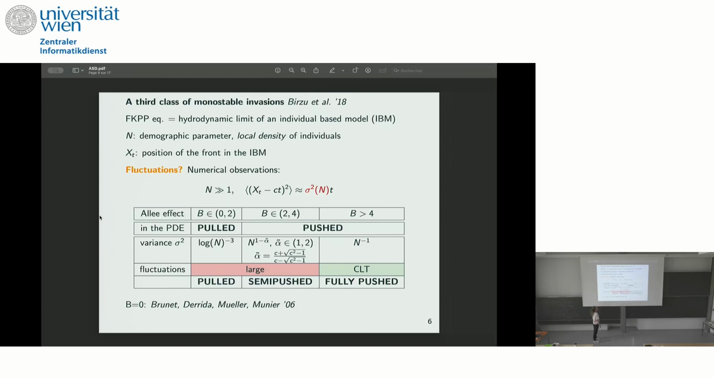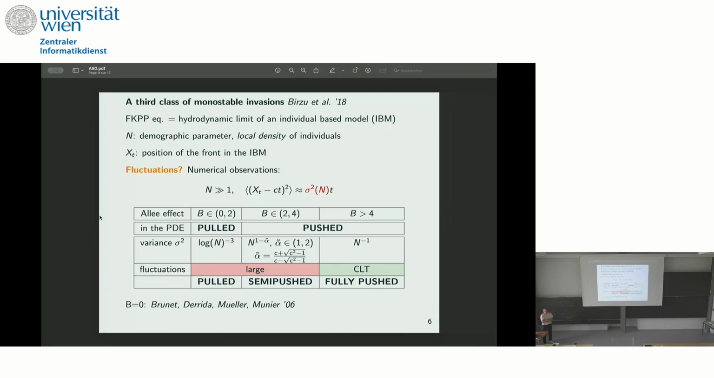And for B in a subclass of the push regime, for B between 2 and 4, you also get big fluctuations that are polynomial in N with some exponent that is between -1 and 0, and that only depends on the speed of invasion. And so this leads to the distinction of two classes of pushed fronts, that we call semi-pushed and fully pushed fronts.